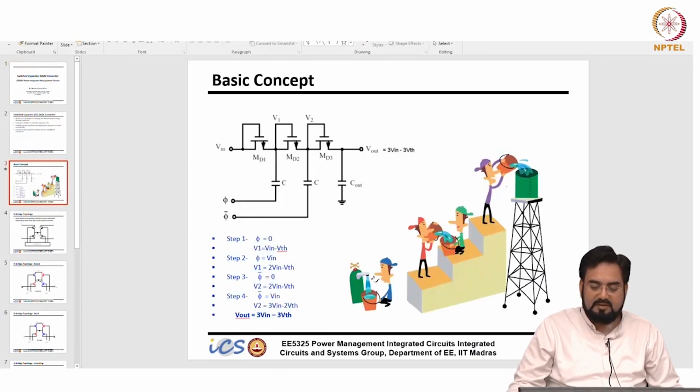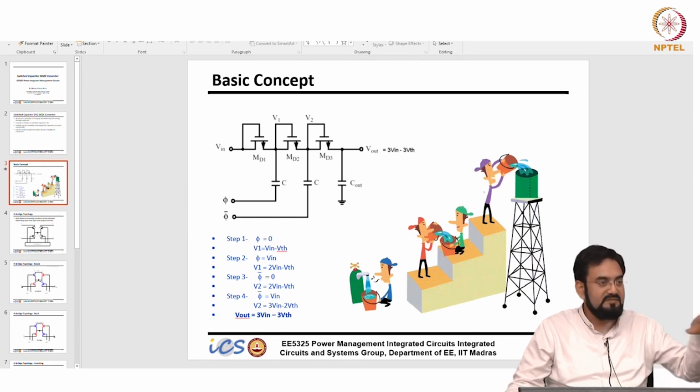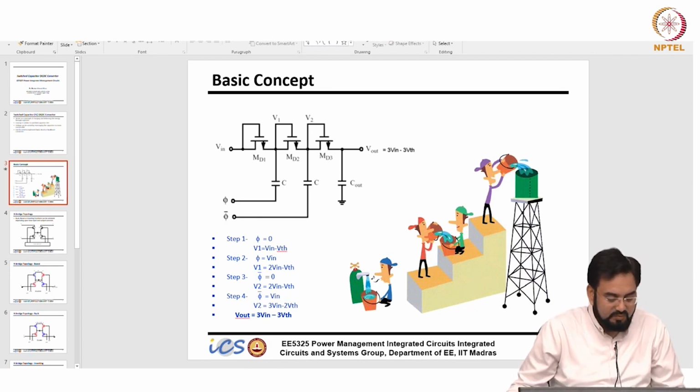So, you can think about this as your output cap, the big bucket. These guys are switches actually, they are carriers, and these smaller capacitors are your flying capacitors. You have a source, this is your VDD, and you fill the bucket and transfer to the next. Here I have shown only one stage.